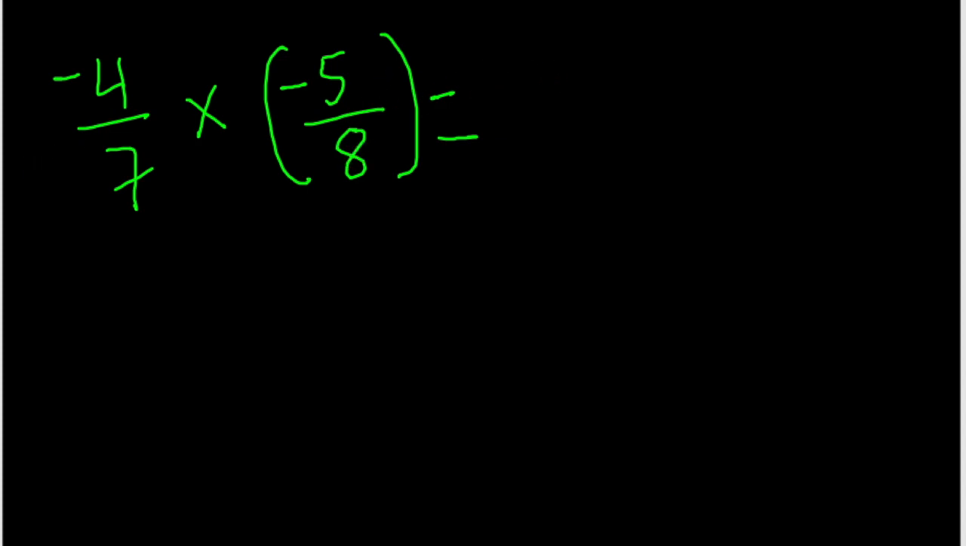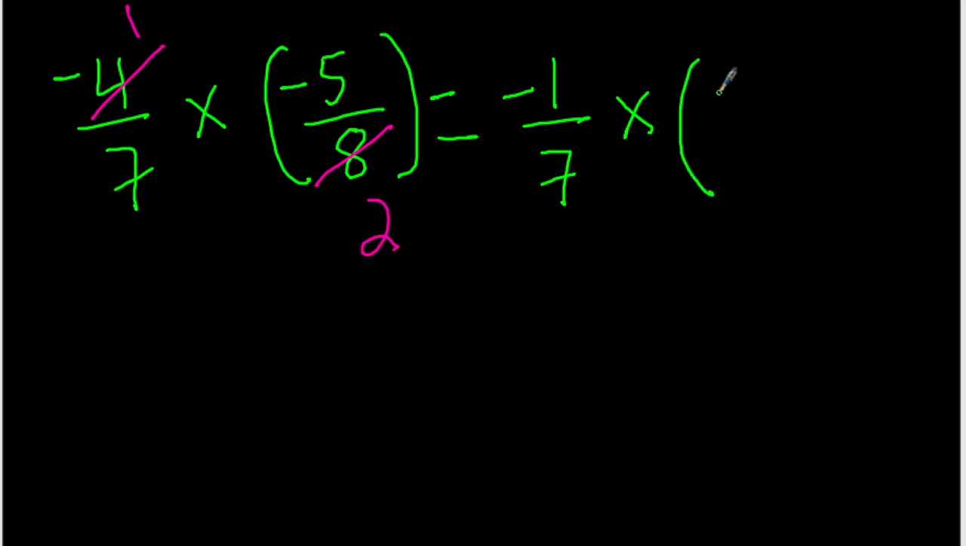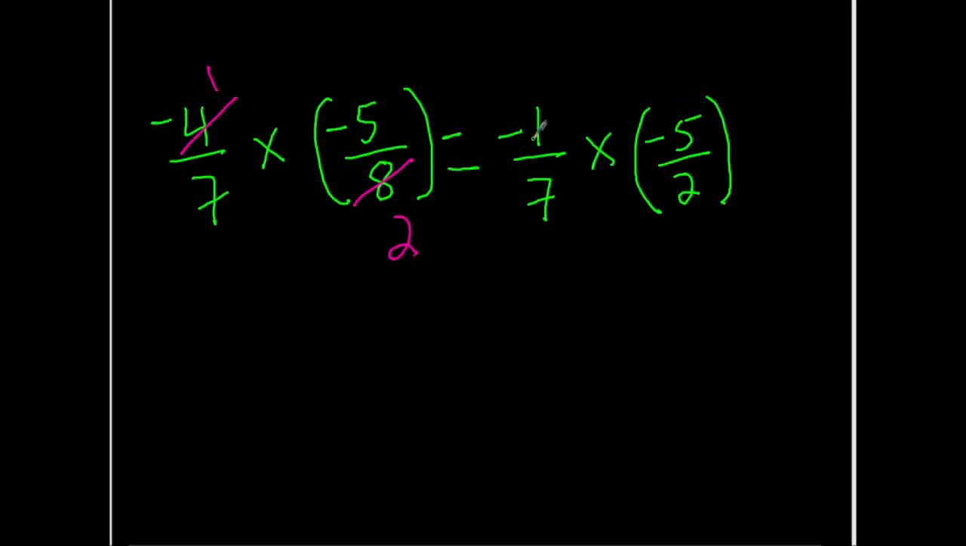So if we divide 4 by 4, we get 1. And if we divide 8 by 4, we get 2. So now instead, we have this fraction as negative 1 over 7 times negative 5 over 2. So we reduced this fraction before we multiply it.